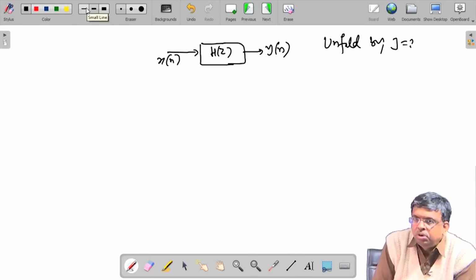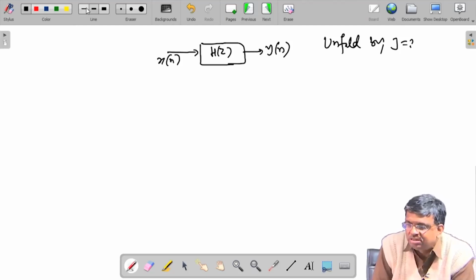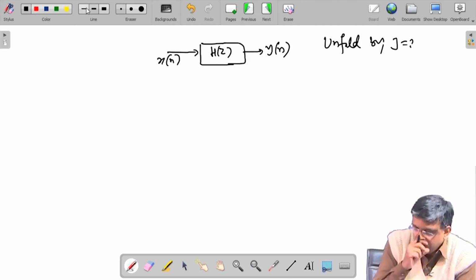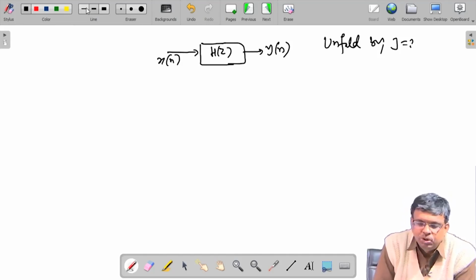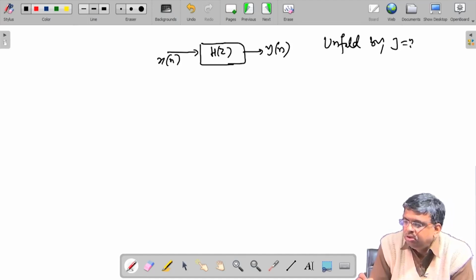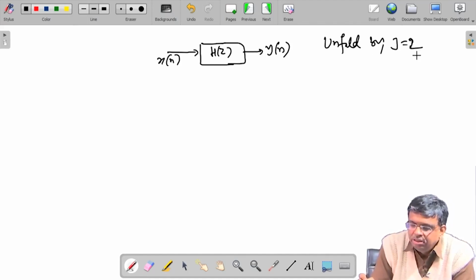But now, using the polyphase decomposition, we will show that even if we unfold by j, we can play some DSP tricks, by which we can make sure hardware will not go up by 2, but maybe by 1.5. This is the beauty of the polyphase decomposition. So, we are choosing j to be 2. If that be, then we pick up this factor 2 from here.